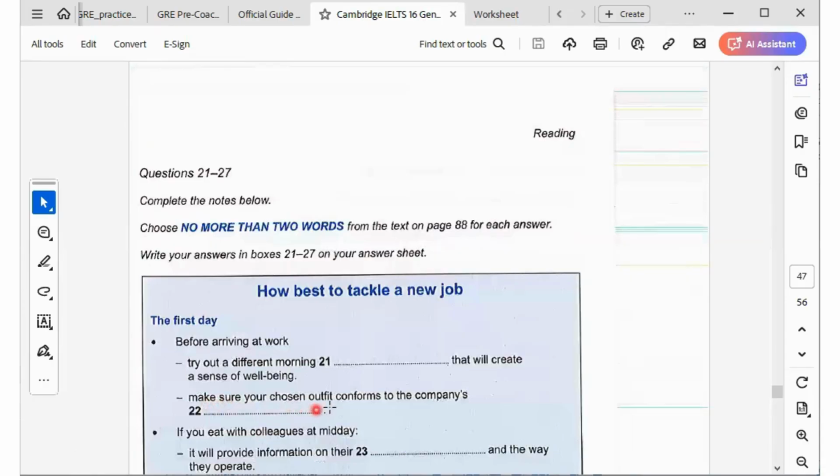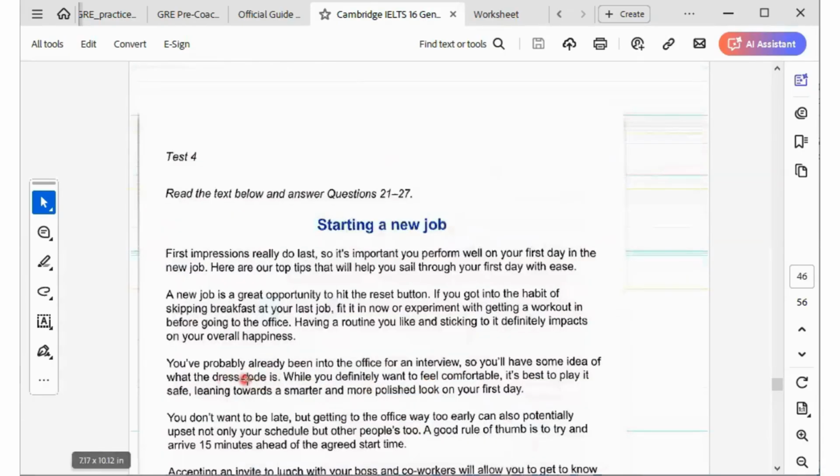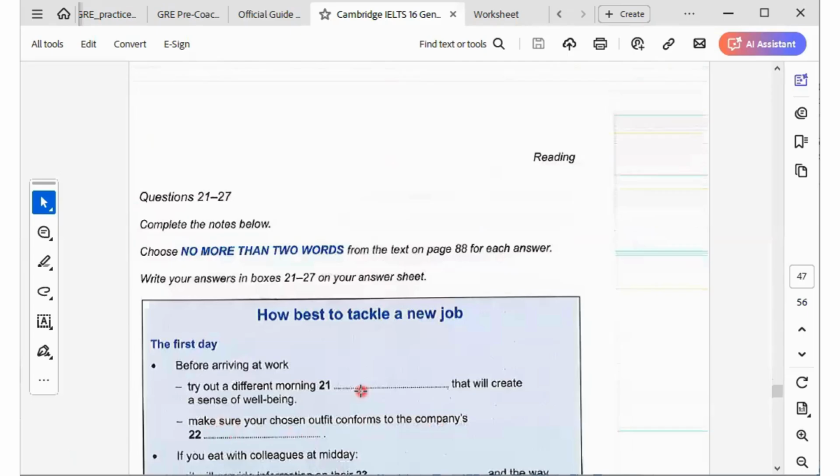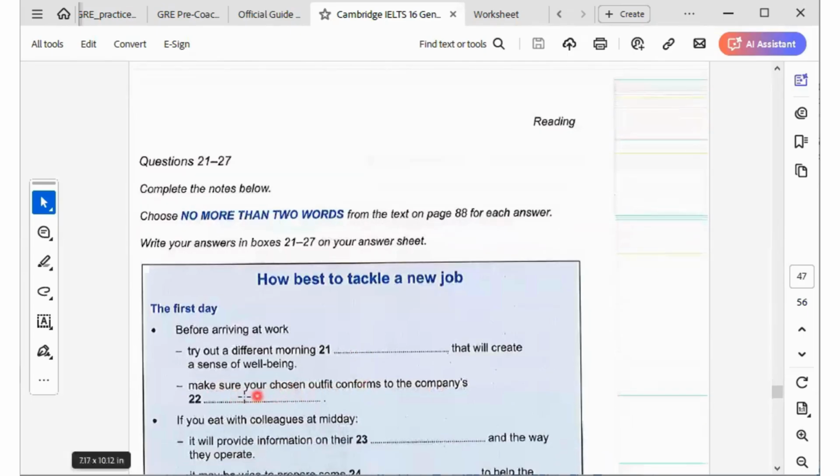The company's dress code, that's going to be the word, dress code. That's from this part of the passage. The best word that fits in is going to be dress code. Can you see? They said no more than 2 words. So dress code is perfect. So number 22 is going to be what? Dress code. Okay? Number 23 now.